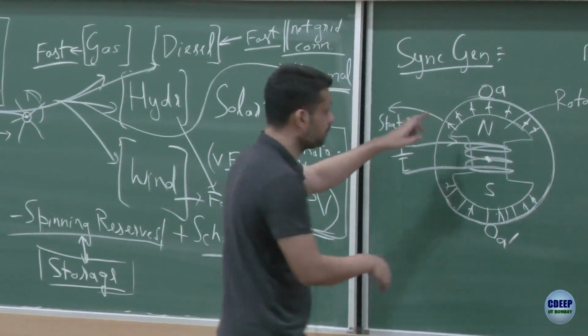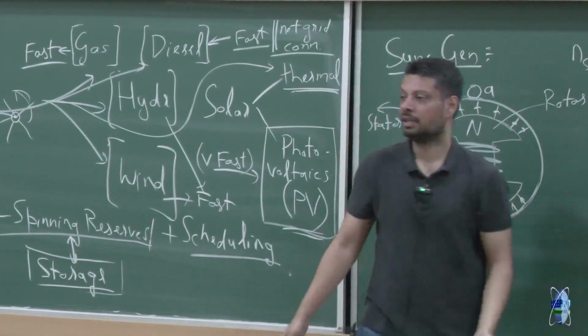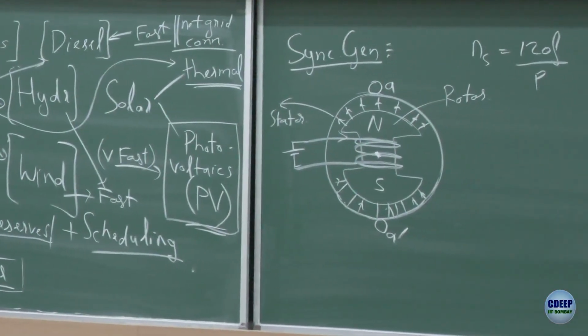Once you have the voltage induced in this A winding, you can bring it out and connect it to the load, and this acts as a generator. Okay, any question, any doubt so far?